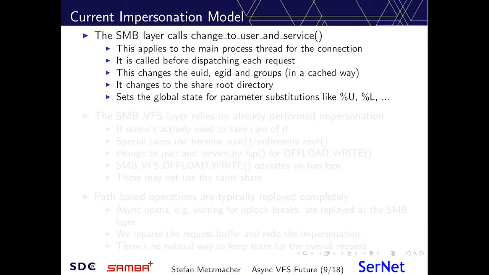So our current impersonation mode is the following. When we receive an SMB request from the network, we process it, we look at the session ID, look up the session, look up the tree connect, and at the tree connect structure we have the impersonation information available, like the UNIX token with UID, GID and groups, but also the NT token. And we change basically the effective UID, GID and groups array in the kernel, and change to the root of the tree connect, and set also some global variables which are used for the substitutions, like %u for username and so on. We have quite some global state we reset with this change to user and service function.